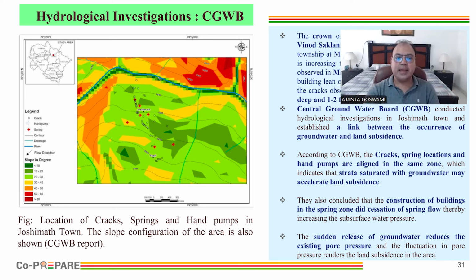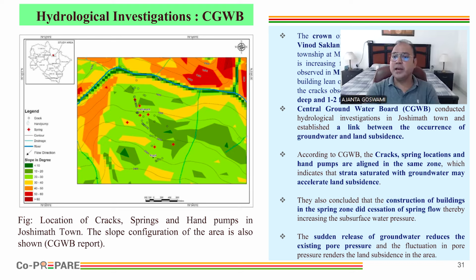So CGWB, they have mapped the location of cracks, springs and hand pumps in Joshimath town, as you can see in this particular map. According to CGWB, the crown of the subsidence marks at the house of Sri Vinod Saklani. He was very much in news. You might have seen news articles where it was first reported that a crack developed in Vinod Saklani's house, which is located in village near Upper Sunil area. Okay. So crown of the subsidence marks at the house of Sri Vinod Saklani village, Upper Sunil, and extend up to JP Township at Marwari village.